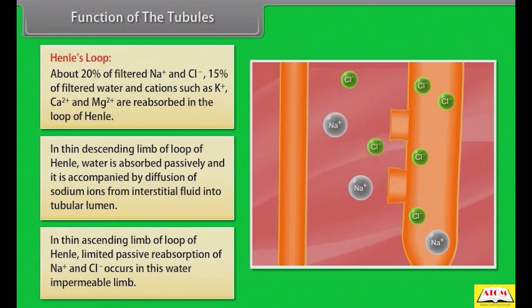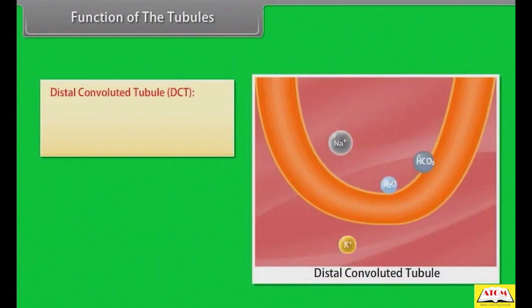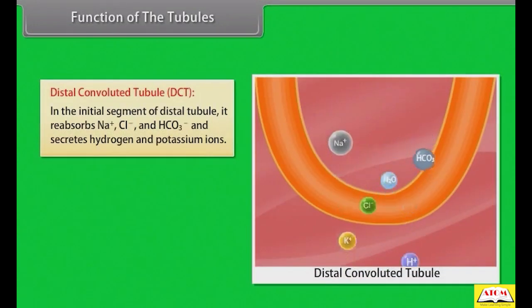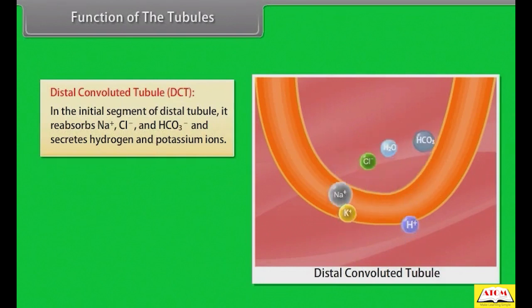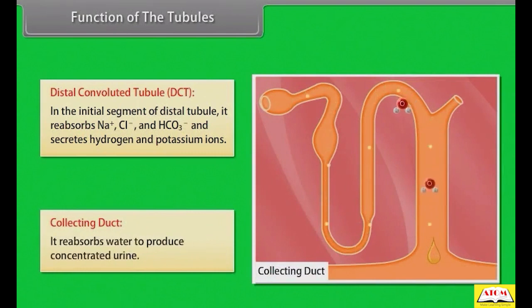In thin ascending limb of loop of Henle, limited passive reabsorption of Na+ and Cl- occurs in this water impermeable limb. Because of impermeability to water, the fluid leaving this limb is hypotonic relative to plasma. Distal convoluted tubule, DCT. In the initial segment of distal tubule, it reabsorbs Na+, Cl- and HCO3- and secretes hydrogen and potassium ions. Collecting duct. It reabsorbs water to produce concentrated urine.